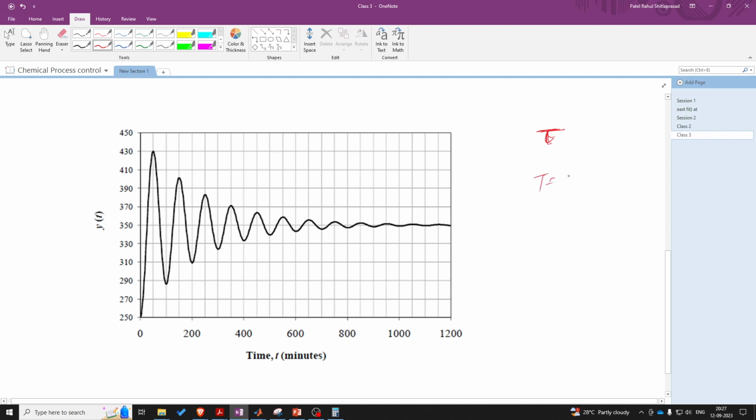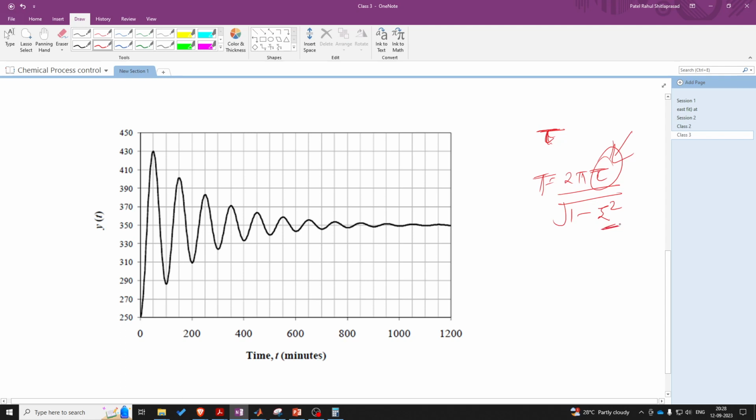If I calculate the time period of oscillation, it will become 2 pi tau upon under root of 1 minus zeta square. So this term is the natural period of oscillations, or whatever we have been asked in the question. In order to find this time period of oscillations, the first thing we need to find is the value of zeta.